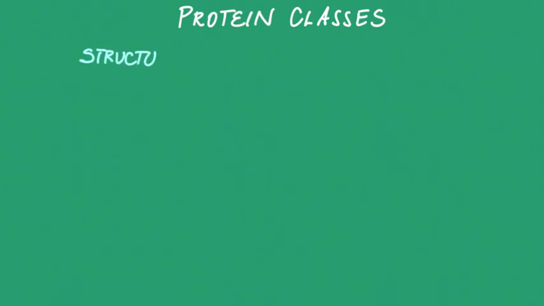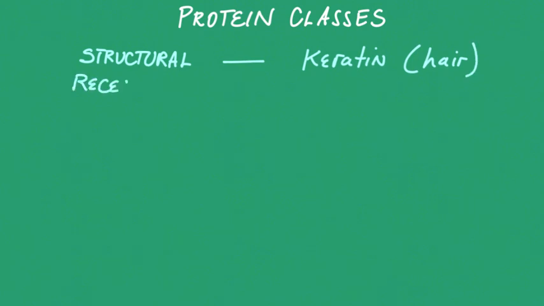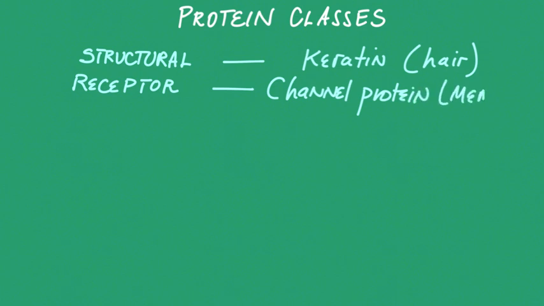As we've just mentioned, proteins are very diverse and they carry out a wide variety of functions. There are 6 different protein classes and each class carries out a different function. Structural proteins provide structure, as in the case of keratin, which provides structure to hair and nails. Receptor proteins act as gatekeepers on a cell membrane, as in the case of channel proteins that allow only certain ions or molecules to enter the cell.